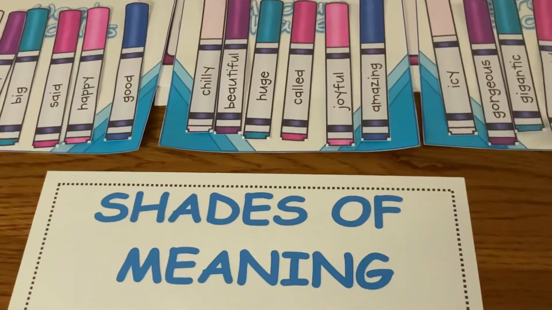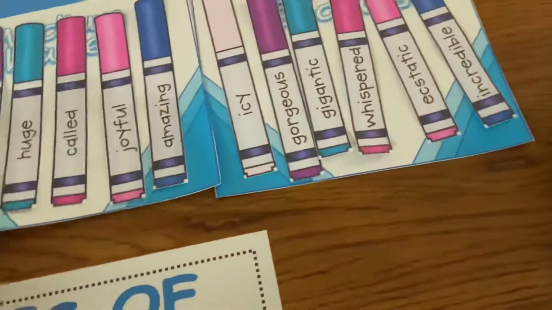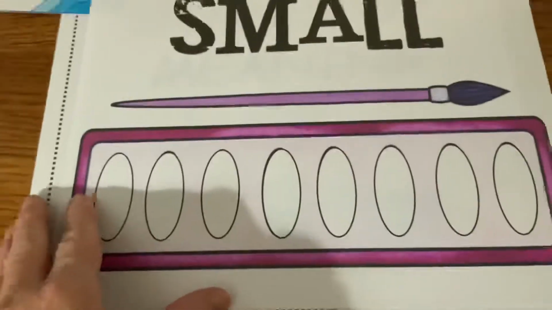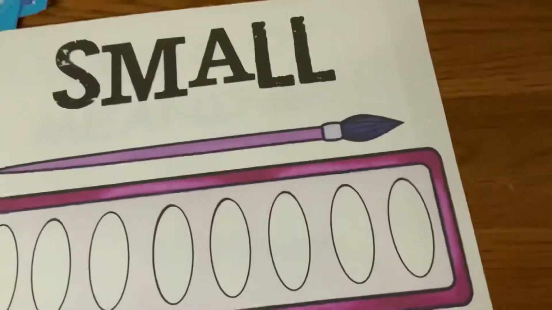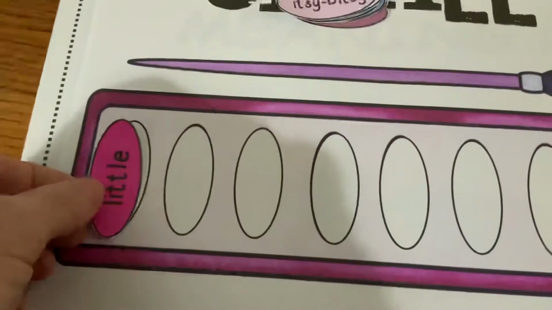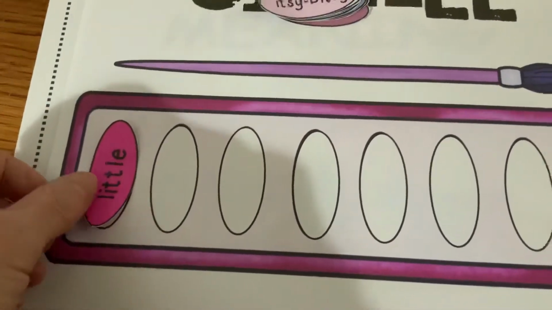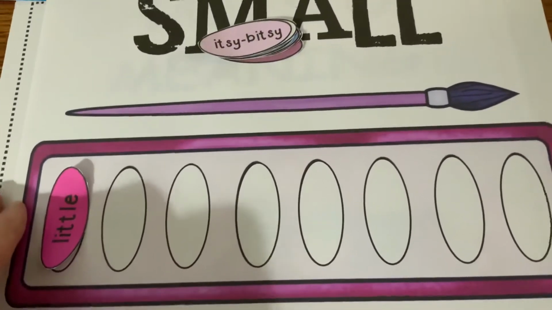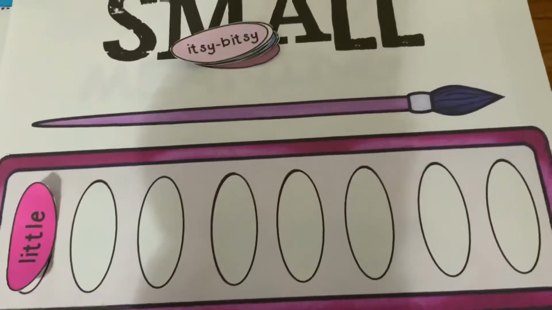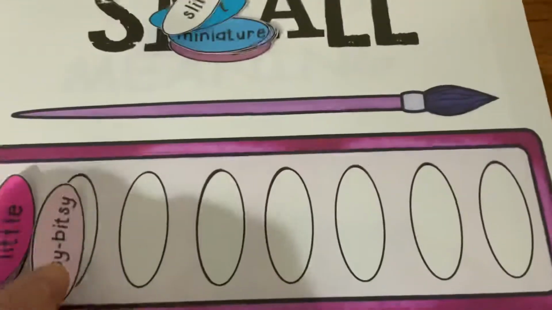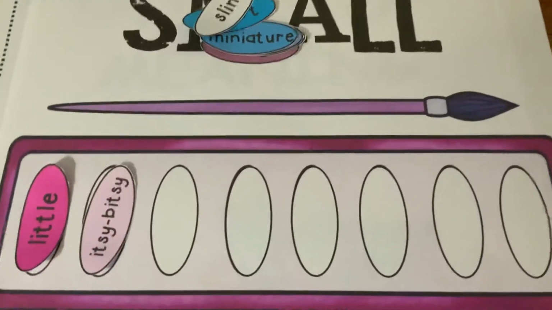Okay. Do one more here, and we're going to look at this. We're going to take small, and we're going to do a paint box with small, and we're going to start with the words that are the more common word. Something was little. I had a little car. Or even smaller than that would be an itsy bitsy car.